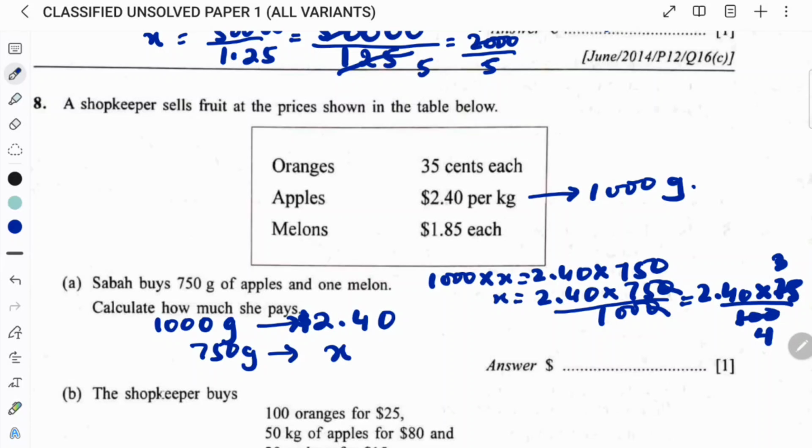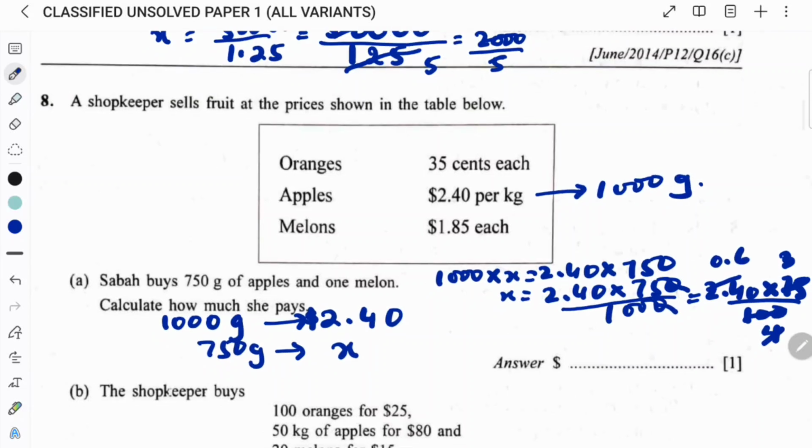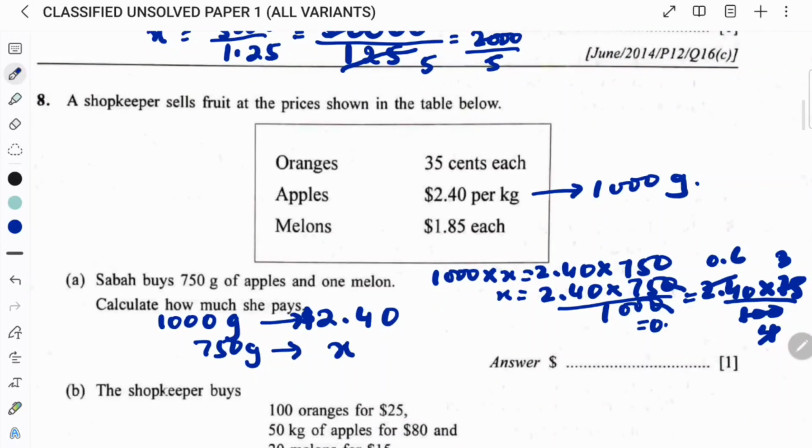Okay, and we know that 6 4s are 24. So 2.40 divided by 4 is 0.6. 4 times 6 is 24. So 0.6 times 3, 6 3s are 18, and it is 1.8. So it means 1.8 is the cost of apples.